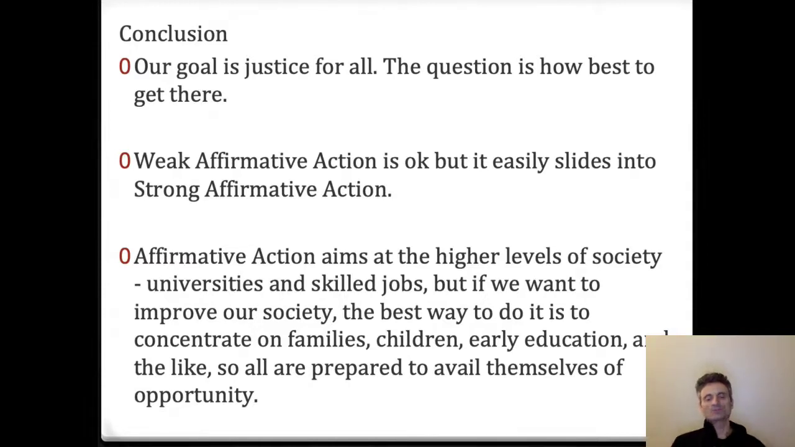Let's focus on children, raise them well, expose them to our culture, not spending time on a stoop, playing dice with their friends or smoking marijuana. Let's concentrate on how to educate people rather than implementing preferential hiring.